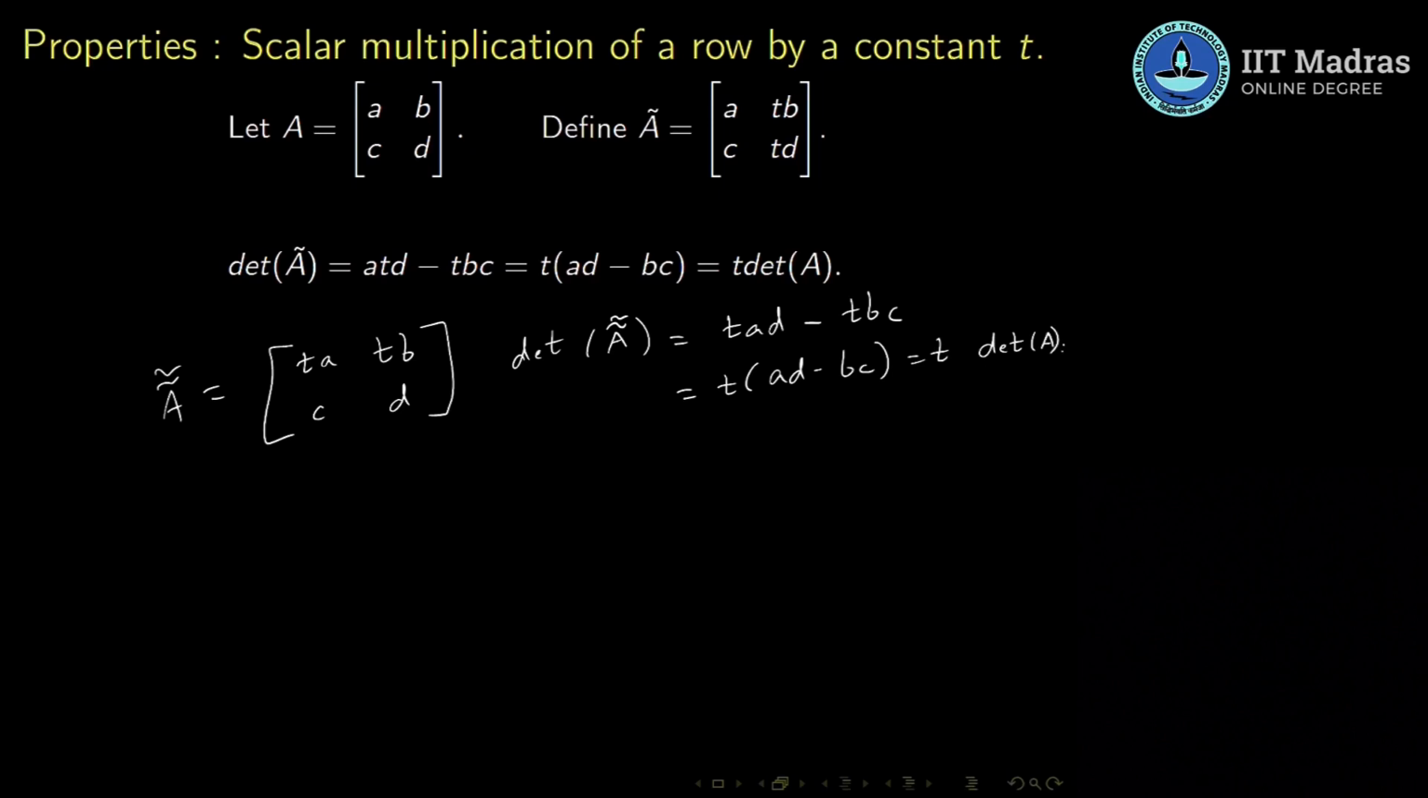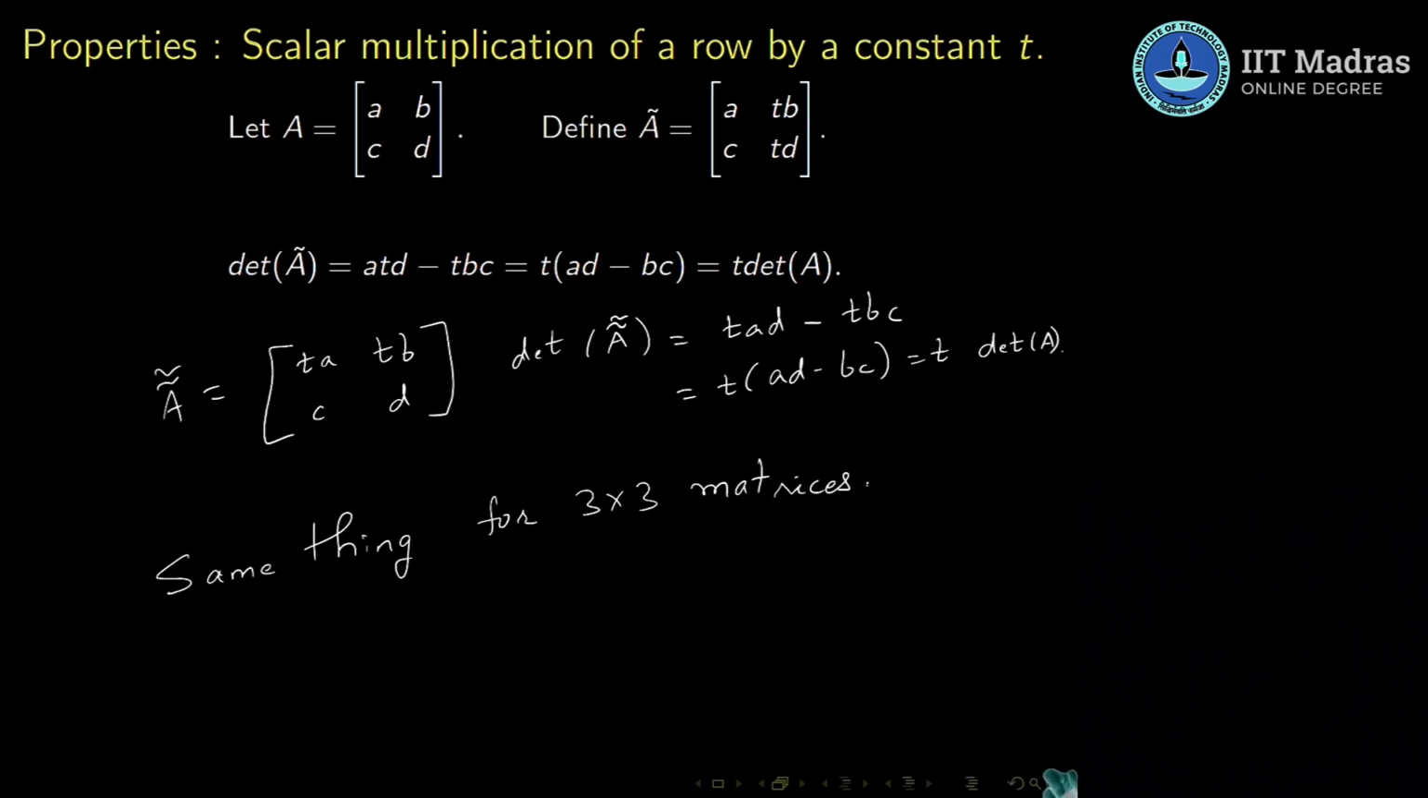Okay. So, what have we shown? We have shown that if you multiply a particular row, meaning every entry of that row, by some constant t, or you take some column and multiply every entry of that column by some constant t, then you compute the determinant of this new matrix, then the determinant of the new matrix is t times the determinant of the original matrix. And again you can check that the same thing happens. So, the same results hold for 3 by 3 matrices.